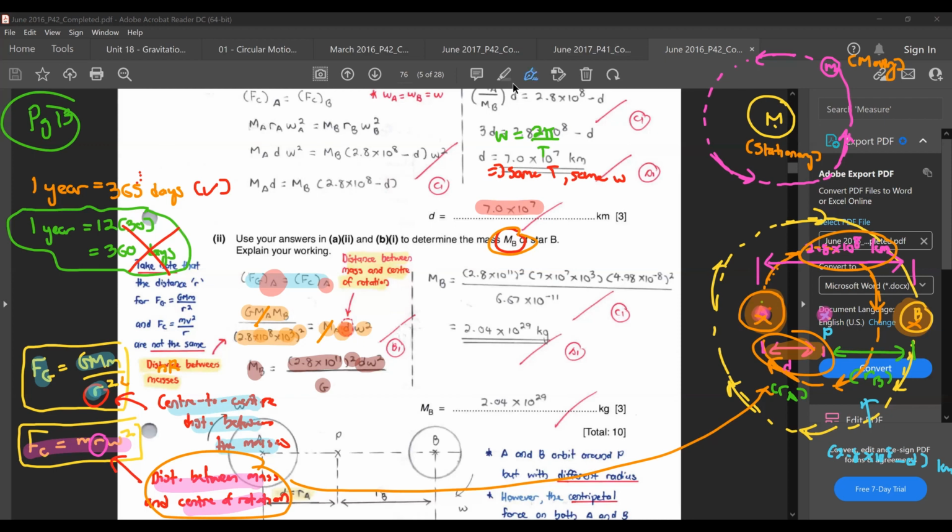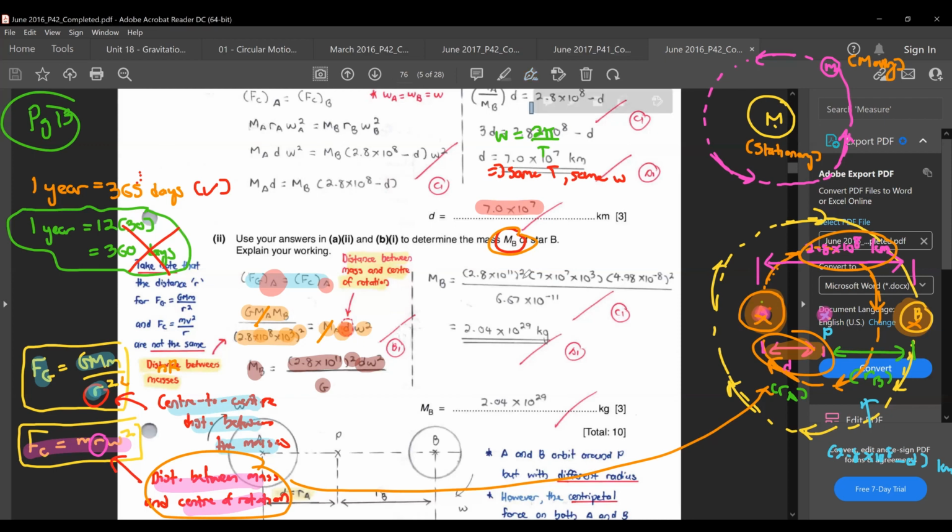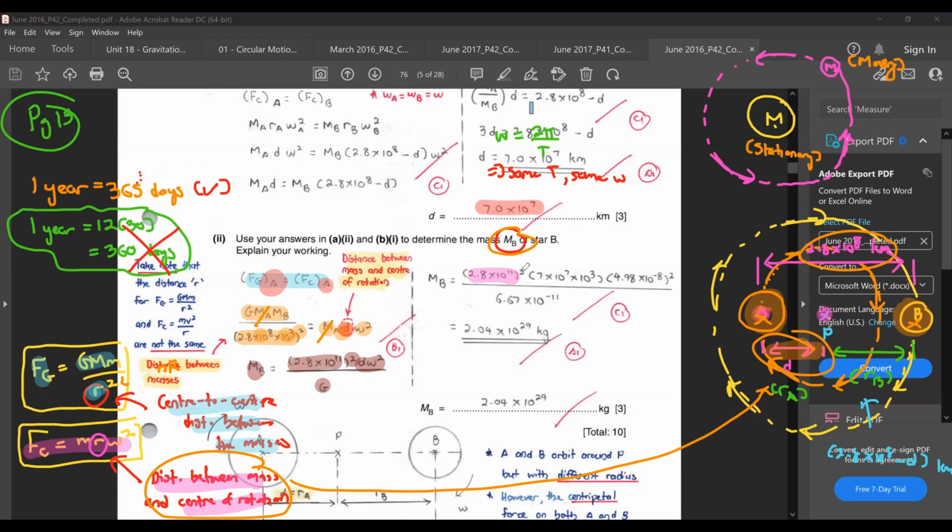So now you have this final equation. You just sub in everything. You get 2.8 times 10 power 11 squared. Then your D, remember to change from kilometer to meter. Then multiply with your omega that you found from the previous part. Remember to square it. Then divide by your G. Eventually, you're going to get 2.04 times 10 power 9 kg. This is your answer.